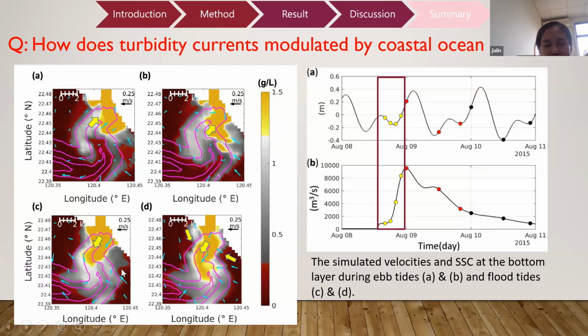Furthermore, we simulated the density current propagation during the flood tide. During the flood tide, because the canyon flow changes direction to seaward, it further drives the density current downstream, and it can propagate all the way to the location where we put our mooring.